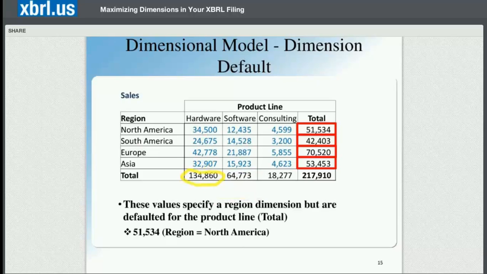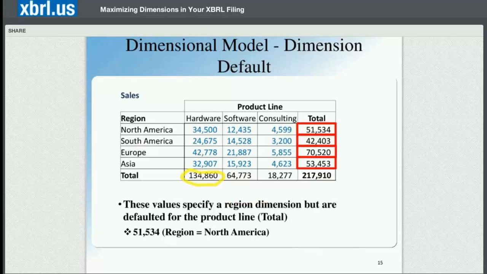So this 134,860 is the defaulted region value qualified by product line hardware. So we know it's the total of all hardware sales worldwide. The 51,534 that's circled in red at the top, that's the total of all product line sales defaulted on the product line axis for North America. So it's the total of all North American sales.